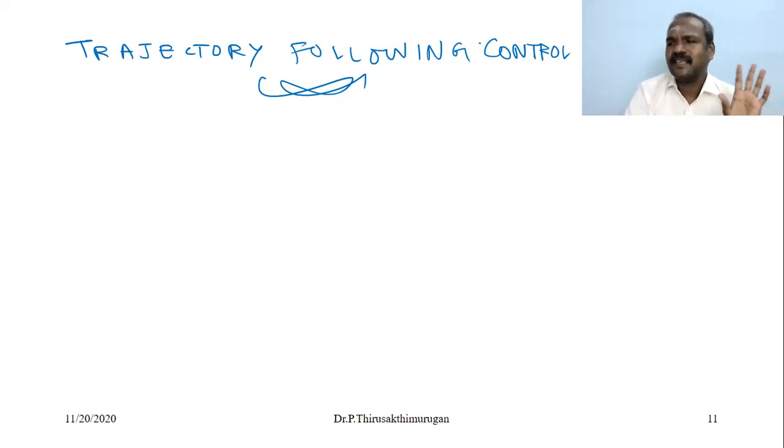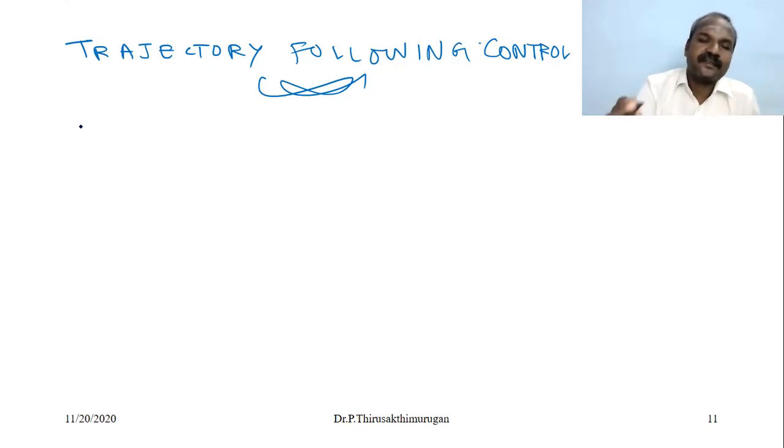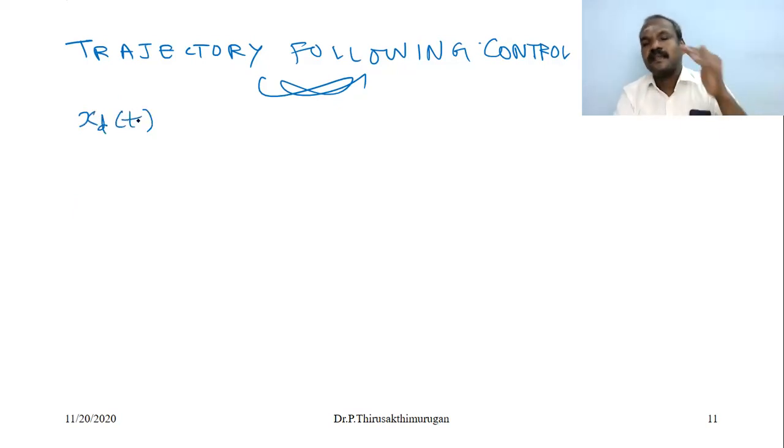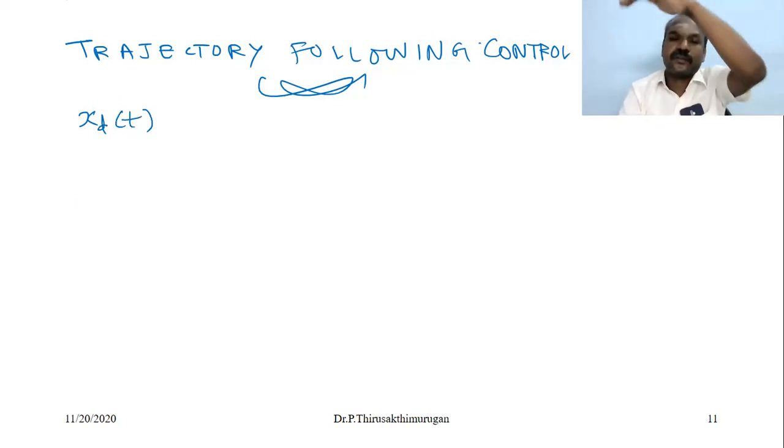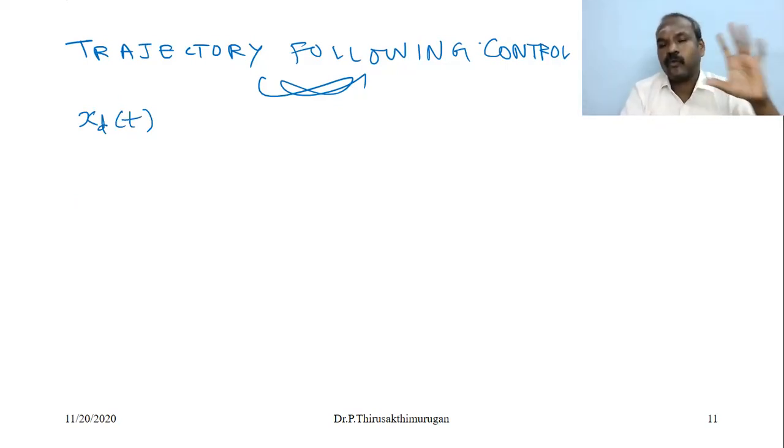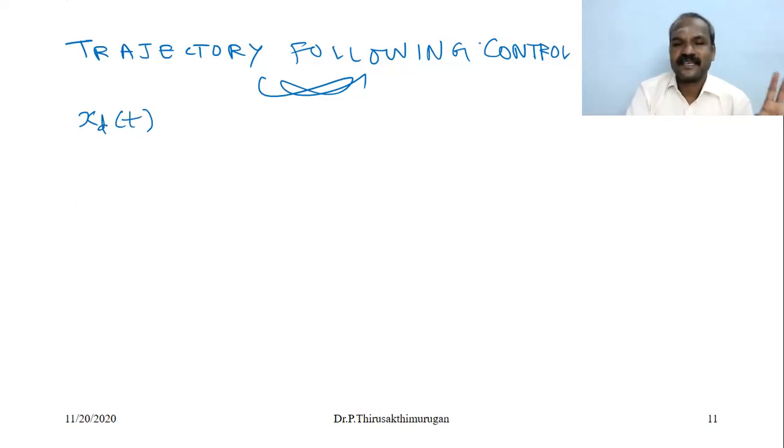The trajectory is given by a function of time. In the previous method we only fixed the position, x double dot, x dot, like that. Here we fix a trajectory with respect to time. Say, for example, x desired position at a particular time. At any point of time, we can easily control the robot position. That is called xd, the desired trajectory. xd is the desired position with respect to time.